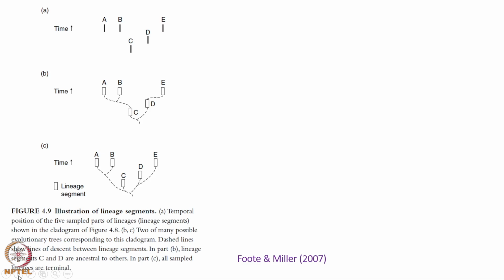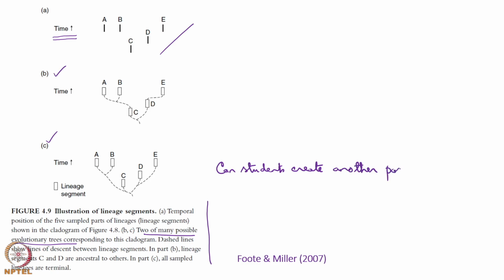Here is a self-explanatory situation of different kinds of lineage segments. Species A, B, C, D, E are all plotted with respect to the vertical axis of time. Then we can have two possible explanations of their evolution. There are many other possible evolutionary trees. Can students create another possible tree?